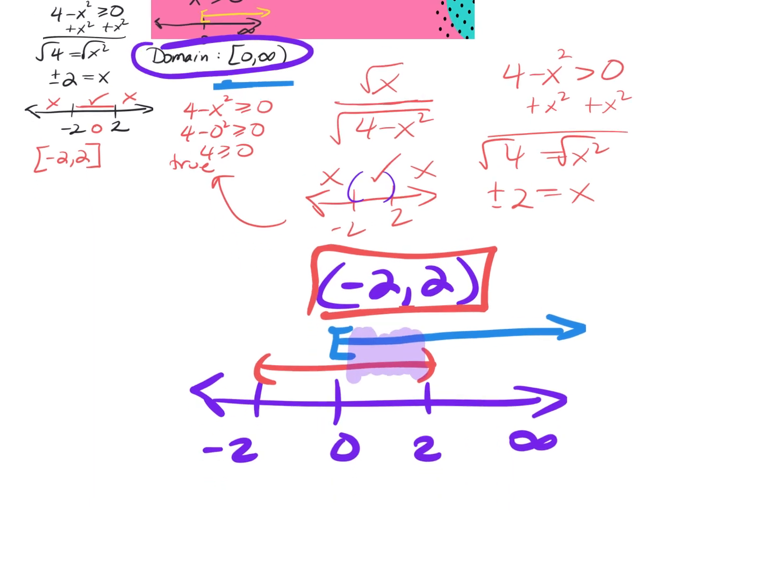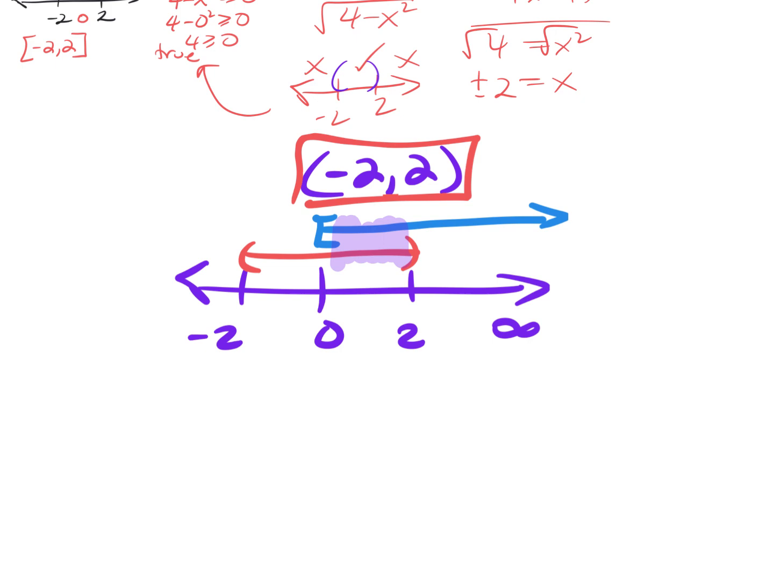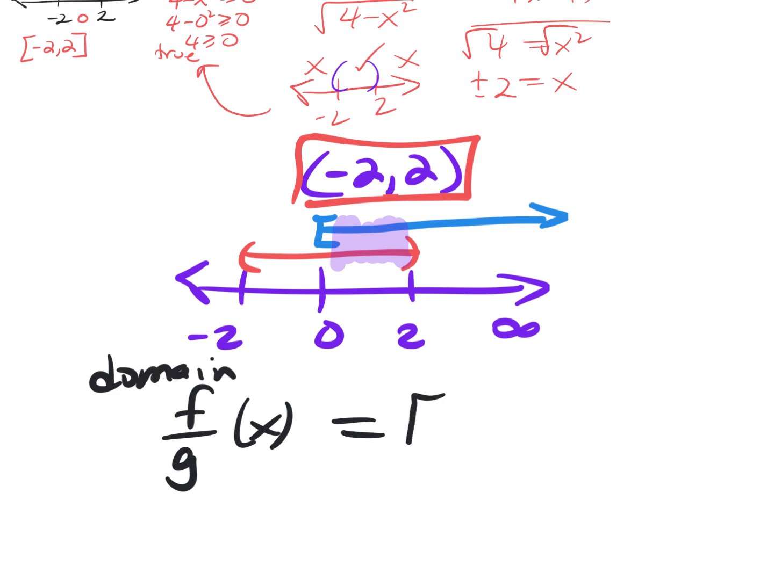So the domain of the combined function, the f over g of x, is going to be from bracket with a 0 to positive 2. So essentially, you need to do the domain of the numerator, the domain of the denominator, and where the overlap is. And that'll be the domain of your combined function.